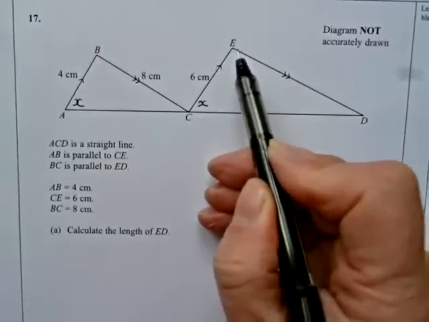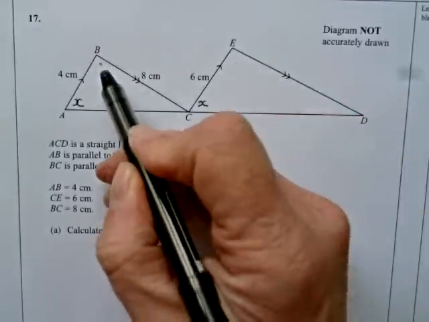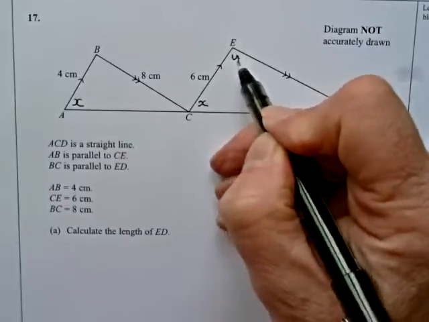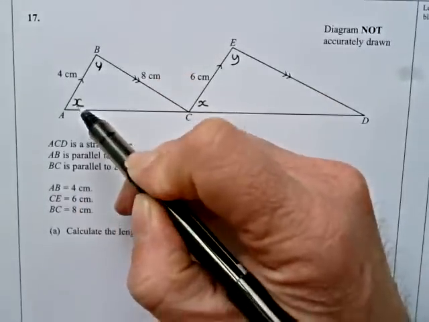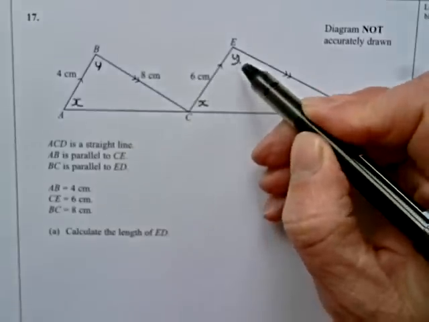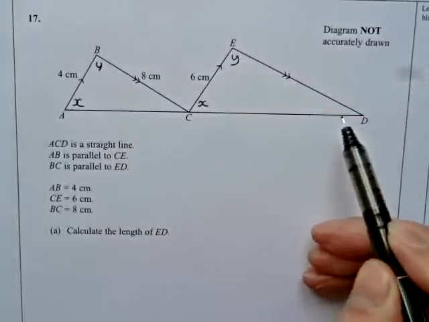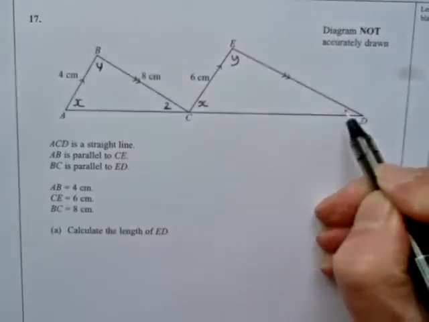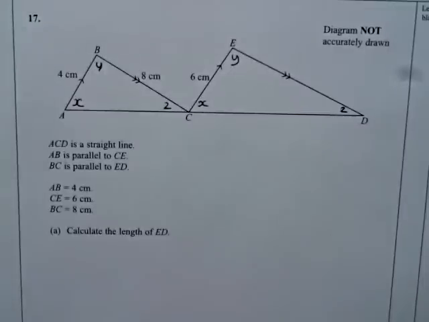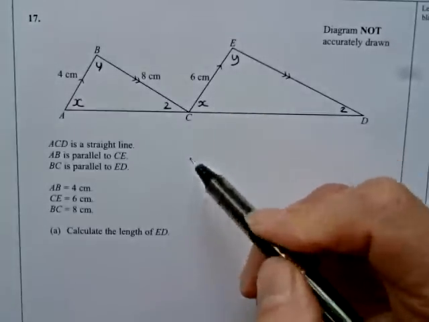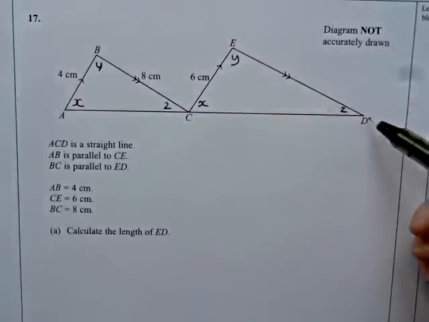In exactly the same way, because these two are parallel and these two are parallel, then that will be the same. And if these two angles x and y are the same as these two angles x and y, then the third angle must also be the same. So we are dealing with similar triangles. Now the larger of the triangles is CED.